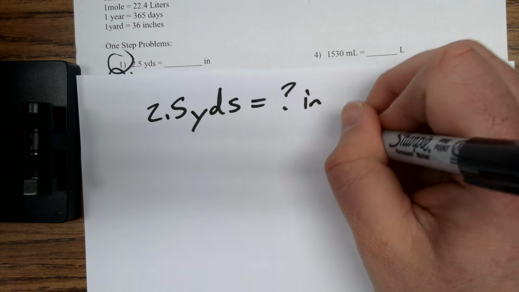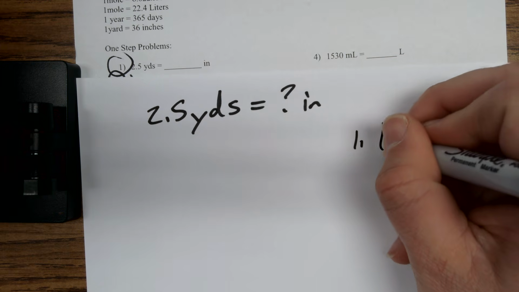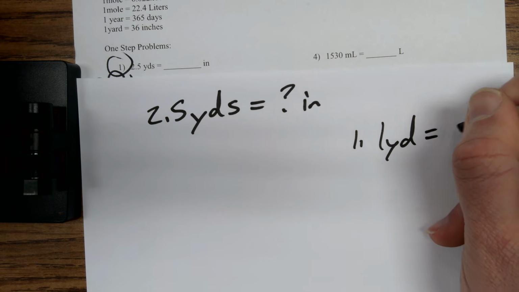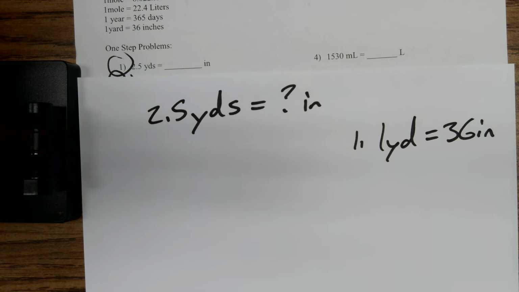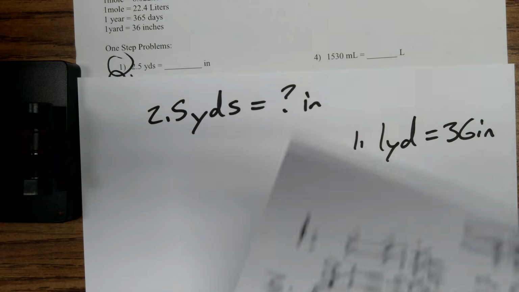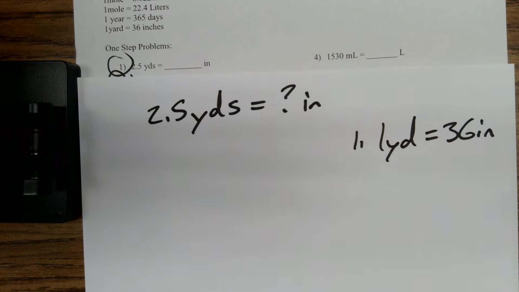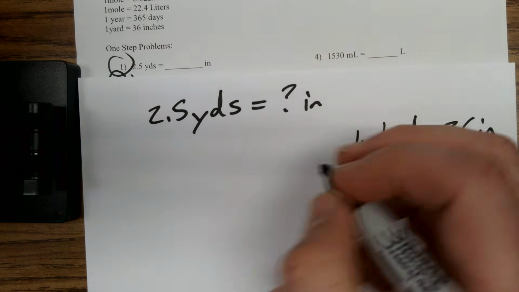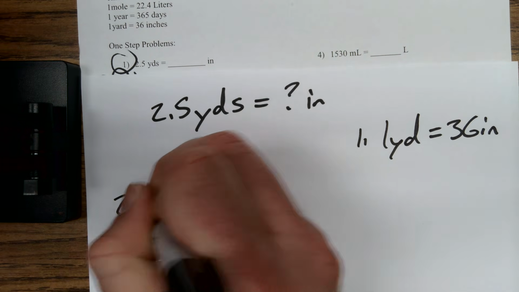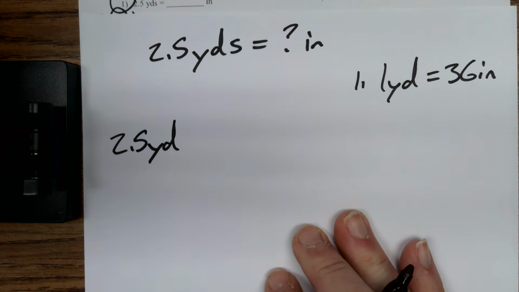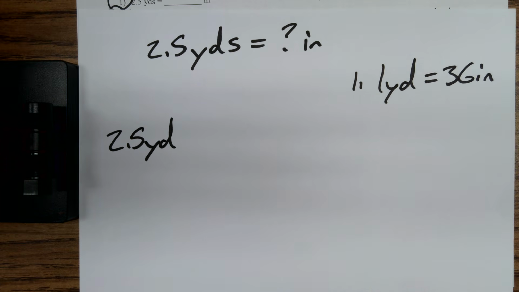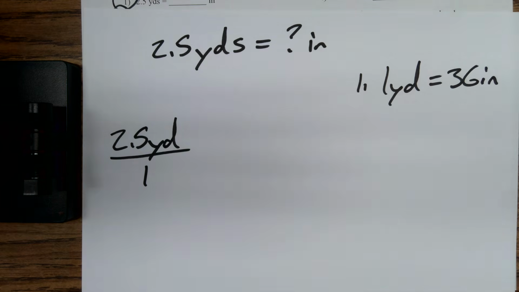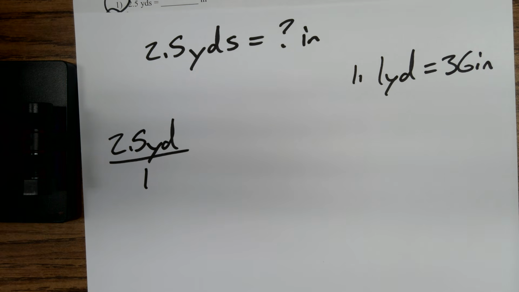So step 1, I want to write down my equalities. So I have 1 yard is equal to 36 inches. I'm only using one equality, so I only need one equality. Step 2, I'm going to rewrite my question. So I put it down here, 2.5 yards. Now, I did say you can put this in the form of a fraction if it makes it easier, because we're doing a lot of stuff with fractions. So sometimes it's just easier to make everything a fraction.